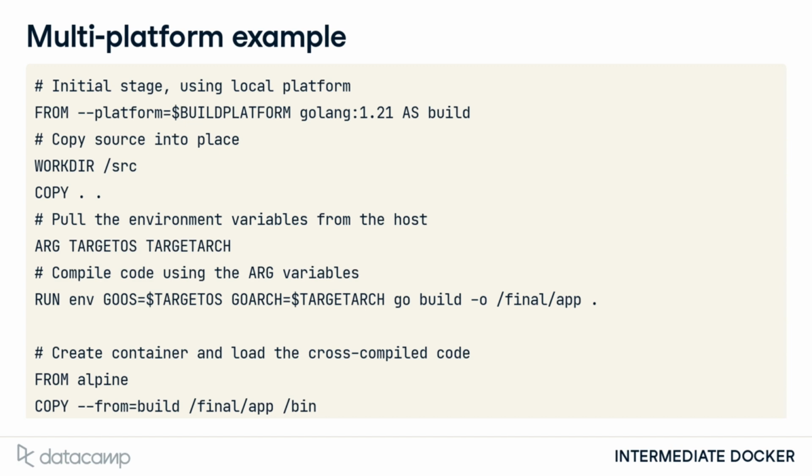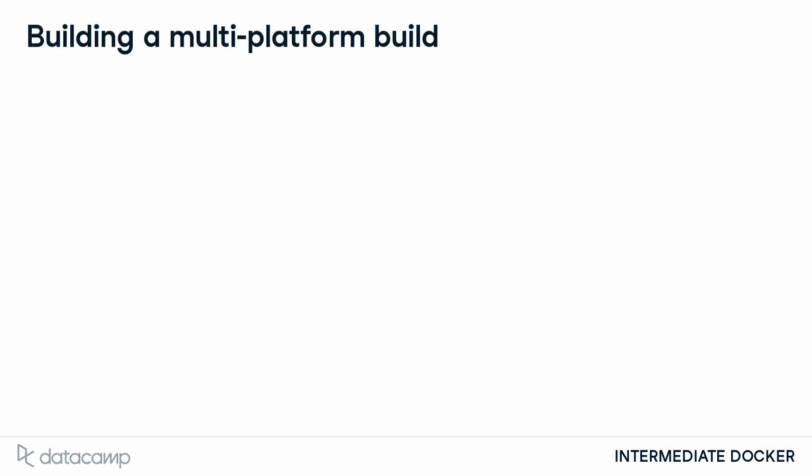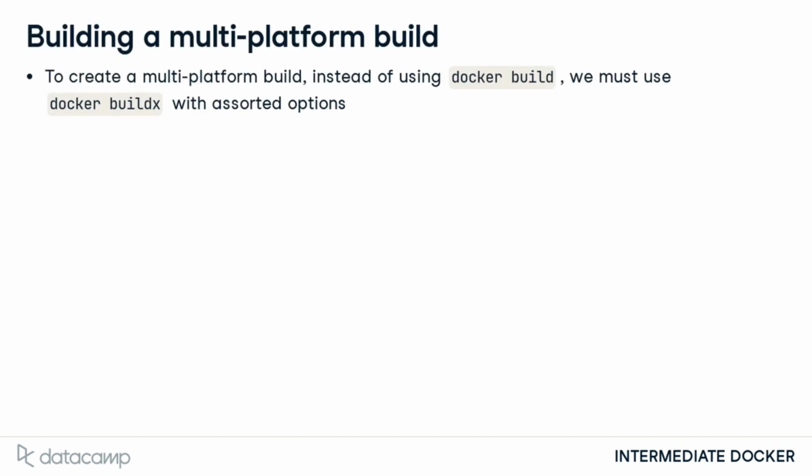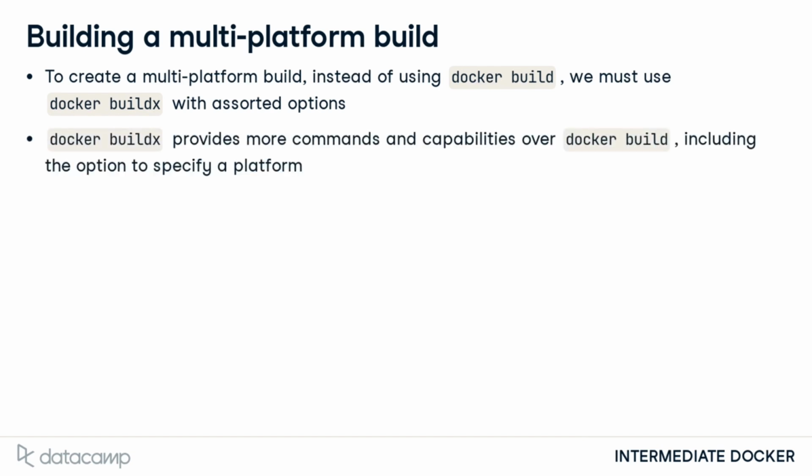Finally, we create the final stage using the Alpine image and copy the compiled code from the build stage. To run a multi-platform build, we must use the docker buildx command rather than docker build. Docker buildx provides more commands and capabilities than docker build, including specifying destination platforms.